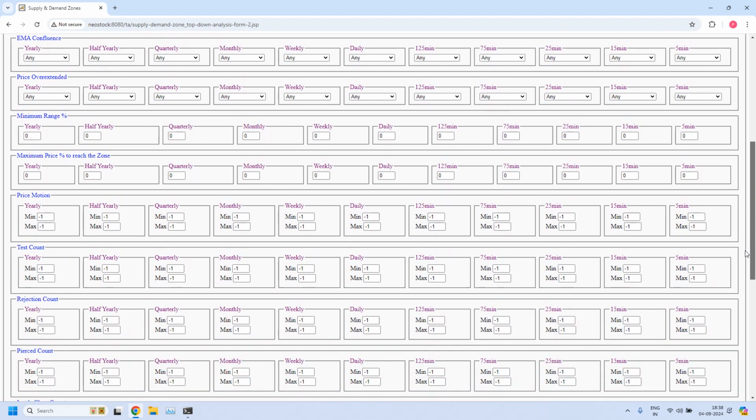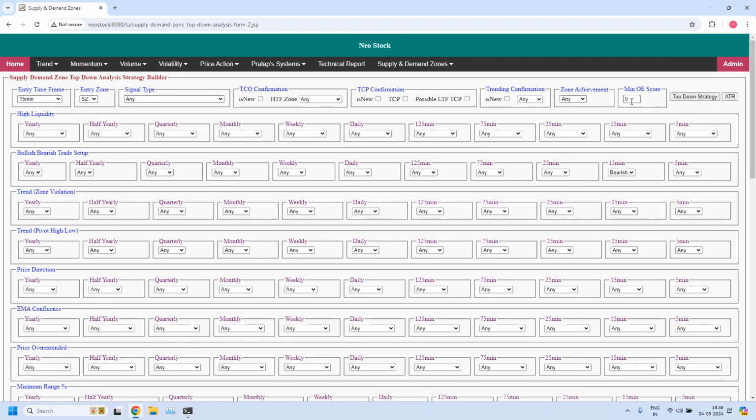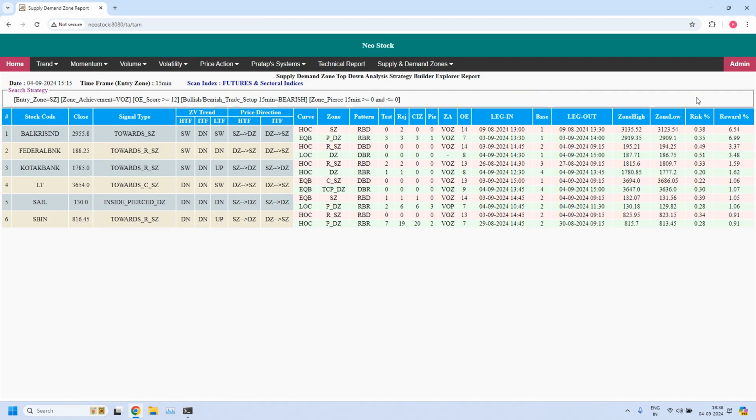So in the pierced count, at 15 minutes time frame, selecting minimum value 0, maximum value 0. Zone achievement is violated. Opposing zone, minimum odd enhanced score is 12. All the 3 filters are applied to 15-minute supply zone. So 6 stocks are filtered. So currently these 6 stocks are supporting bearish trade setup for daily income trade.